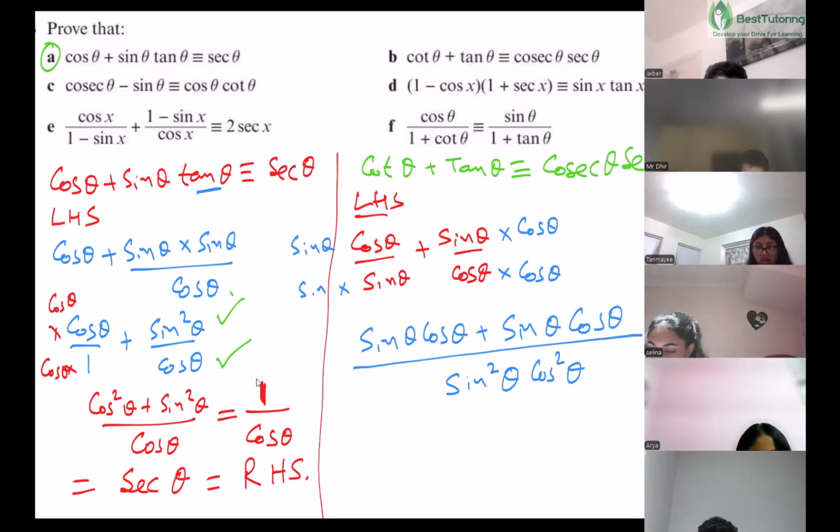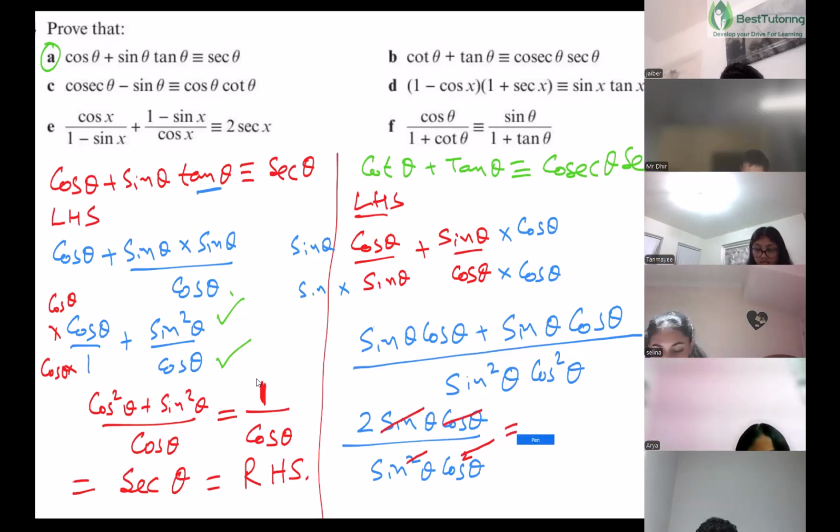Right? Now from the top, we got sine theta cos theta, so we got 2 sine theta cos theta on the top, over sine squared theta cos theta. So what is going to happen? One of the sines is going to cancel, one of the cos is going to cancel. So which means we are left with 2 over sine theta cos theta.